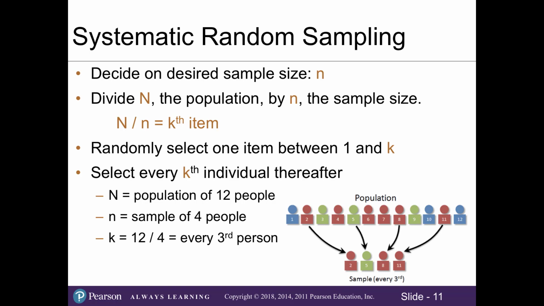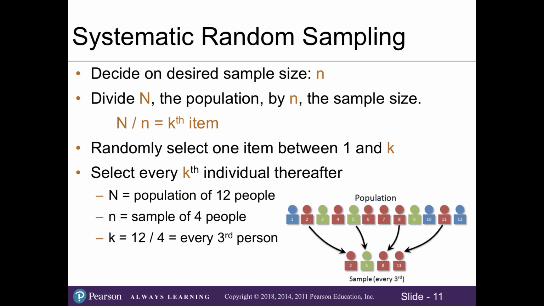We also have systematic random sampling. Here we want to identify a particular sample size, denoted lowercase n. Then we divide the population size, uppercase N, by it, and that will give us our K. So what we'll do is randomly select an item between 1 and K and select every Kth individual after. For example, if you have a population of 12 people and you want to take a sample of 4, we take our population size of 12 divided by our sample size of 4, and that tells me I need to pick every third person out of the group.